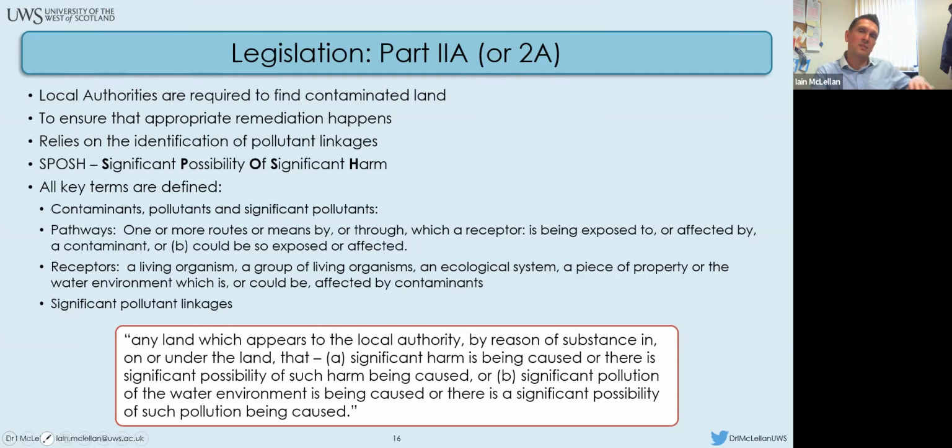So that was planning consents and planning conditions and bringing up suitable for use. This is the legislation. So this is part 2A. SPOSH, I've covered this. And that is ensuring that appropriate remediation happens. So a local authority is required to go out and find contamination or to look for contaminated land in their area. It's the exact same with local authorities. In air pollution, they're required to go out and monitor air pollution to determine if there's air pollution, and the same with noise. So under the part 2A of this, they're required to go out and find contaminated land.